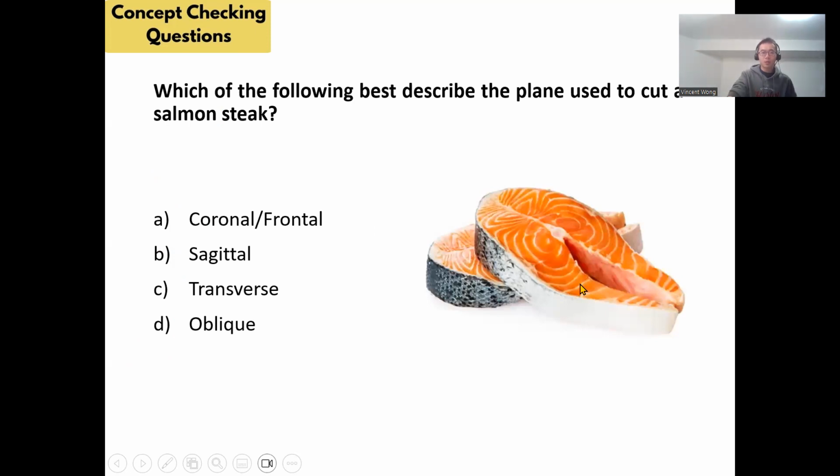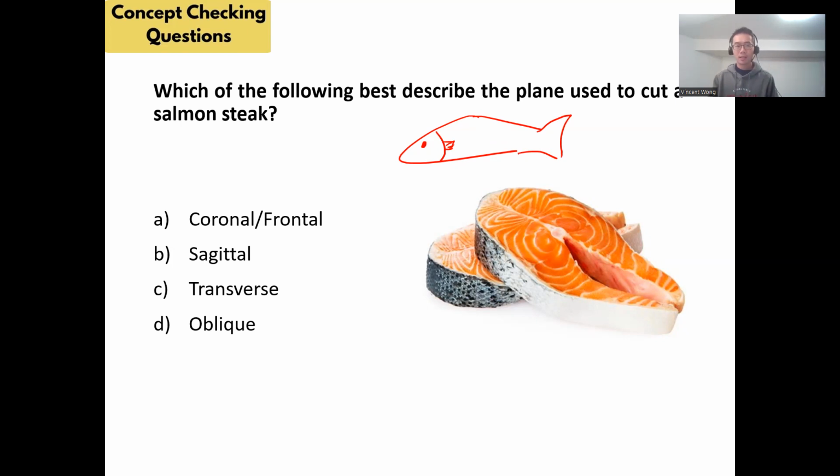Which of the following best describes the plane used to cut a salmon steak? What do you think? Which cut is this? Think of the fish. Salmon steak. B, sagittal. Okay. And then someone said coronal. Yeah, this is coronal.